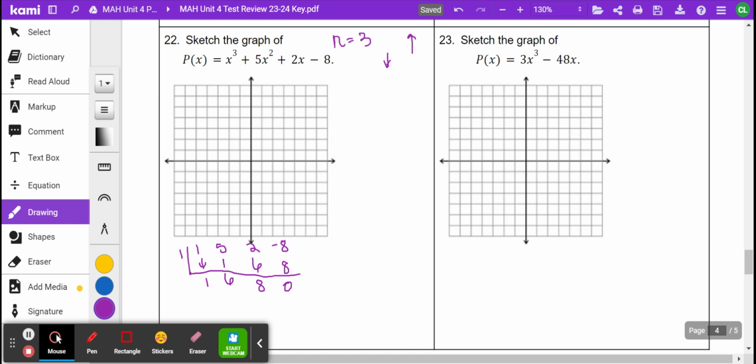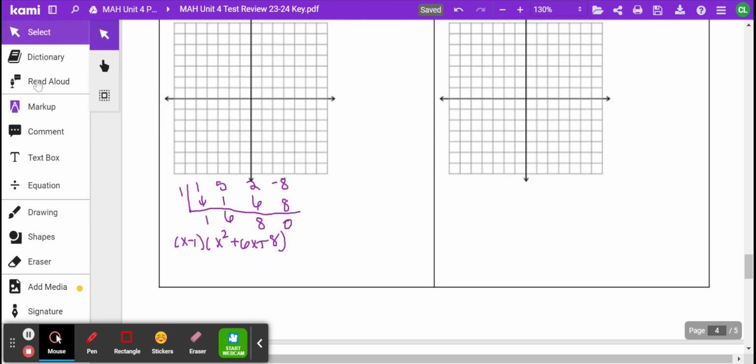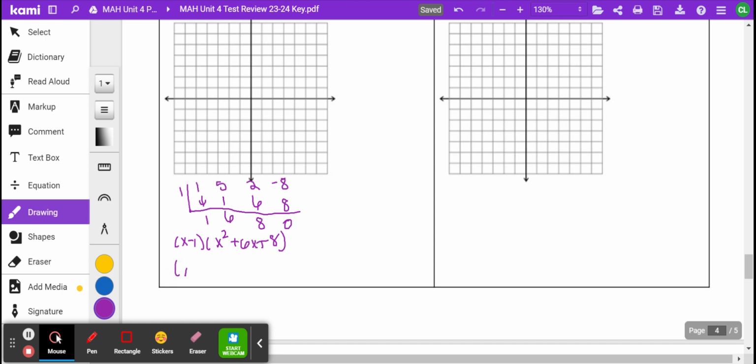That worked. So I don't have to try negative 1. Now, you could keep guessing if you like. However, this can be factored to x minus 1 times x squared plus 6x plus 8. I'm going to move this up just a bit. There we go. You could keep guessing, but this factors pretty easily. And we need the zeros. So I'm getting a 0 at 1, a 0 at negative 2, and a 0 at negative 4.